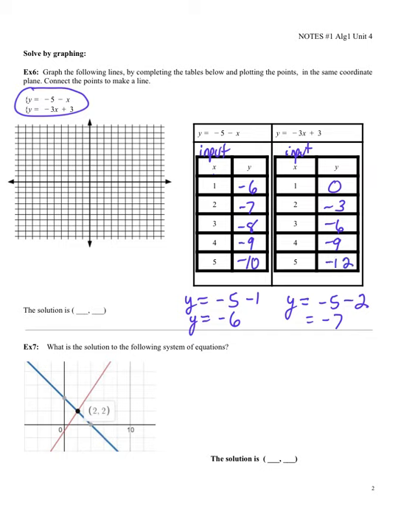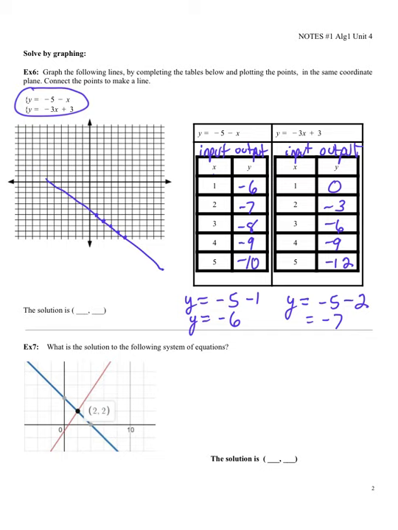Okay, before we proceed to graphing by hand, you want to check your ordered pairs, your input and your output, to make sure it's the same as mine. And I'm going to graph a couple of points: (1, -6), (2, -7), (3, -8), (4, -9), and (5, -10). And then I'm going to draw a straight line.